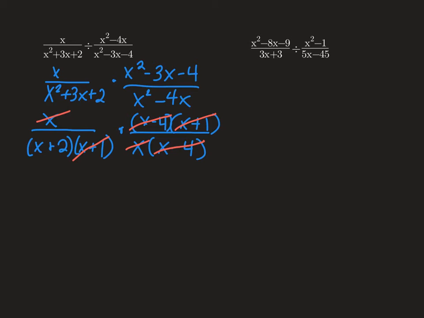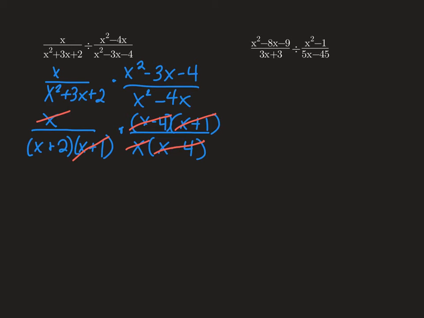When I'm canceling these out, I can do that because they just equal 1. 5 divided by 5 is 1. 2 divided by 2 is 1. x divided by x is 1. x plus 1 divided by x plus 1 is 1. So I can cancel these because they all equal 1.